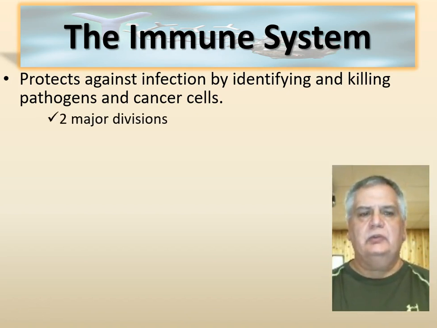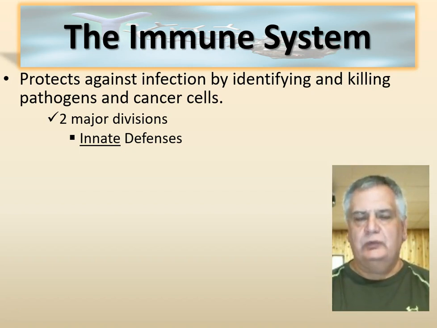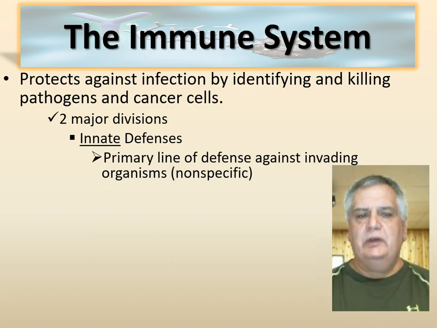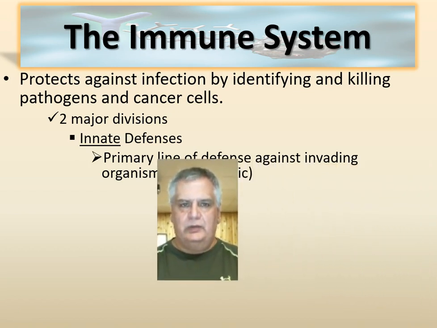The immune system is divided into two major divisions. The first of these divisions are what we call the innate defenses. Innate means born with. So these are the defenses that are, so to say, online as you're even born or even before you're born. The innate defenses represent the primary line of defense against invading organisms. It is, however, a very non-specific line of defense, meaning that it works generally against all pathogens.